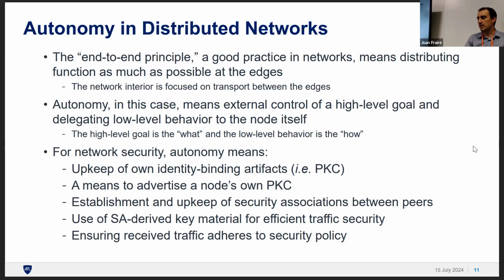That's something that the interior of the network and even the security orchestration doesn't need to care about, because it's the edge nodes that know their situation the best, and they have the best information to be able to do things autonomously.